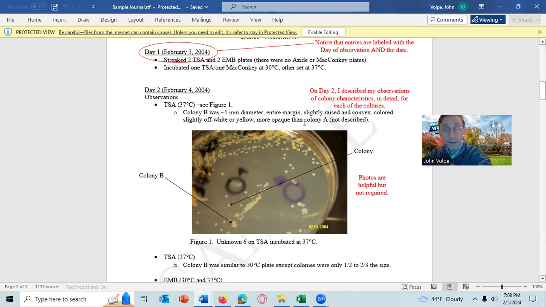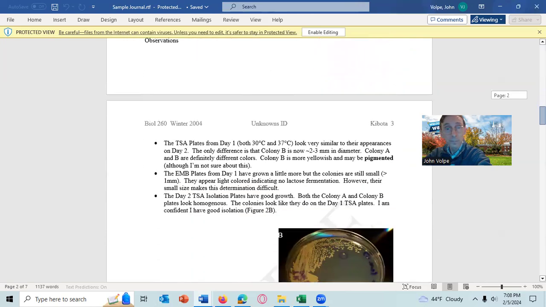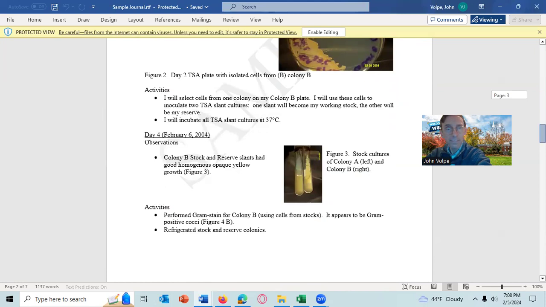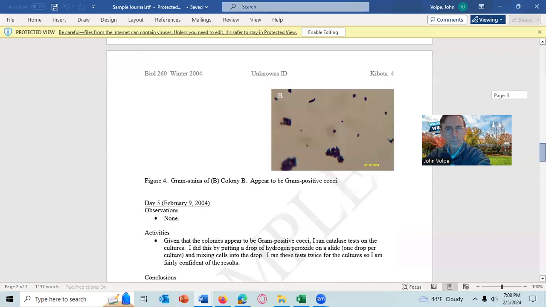And this instructor has written through the procedure here. That's why it's colony B. There's colony B and colony A, which I pulled out colony A in this report. And then he comes along and he gives his first test result, the gram stain. And you can see it's gram positive here.